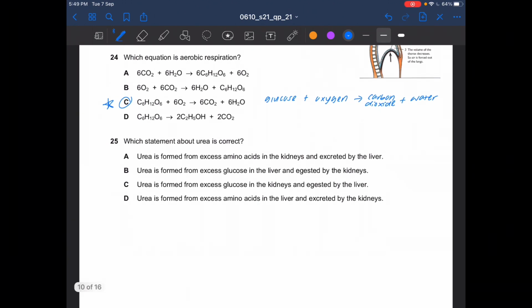Next question, which statement about urea is correct? Urea is formed from excess amino acids, so B and C are incorrect, and it is excreted by the kidney, so the answer should be D. Urea is formed from excess amino acids through the process of deamination.